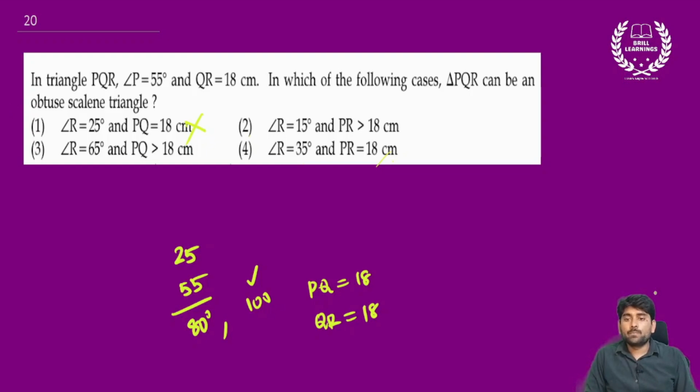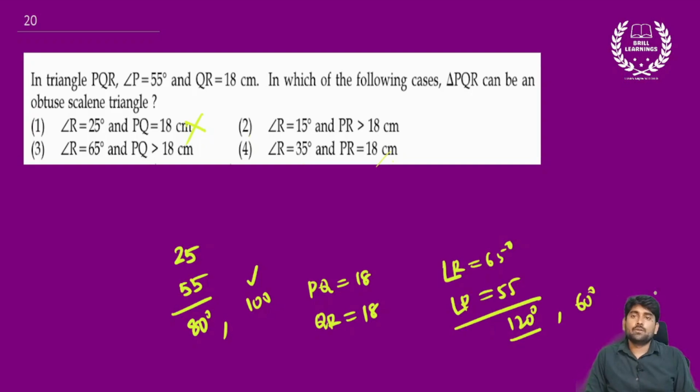Let's check the third one. They have given angle R as 65 degrees. In the question, angle P is given as 55. That means if I add these two values, I'll get 120, and another angle will be 60 degrees only. That means all angles are less than 90 degrees. That is an acute triangle. It is not an obtuse triangle. So this is also not a correct option.